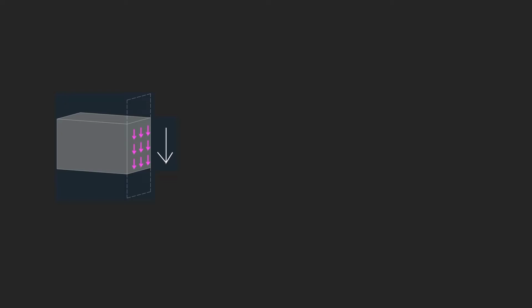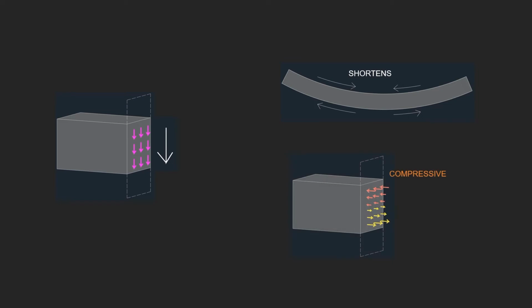Coming to the normal forces, if a beam is sagging like this, the top part will get shortened, so the normal forces will be compressive. Bottom fibers of the beam will be stretched, and so the normal forces will be tensile in nature here. Each of these normal compressive forces will have a corresponding tensile force which is equal in magnitude and opposite in direction. So there won't be any net normal force, but these forces do produce a moment.